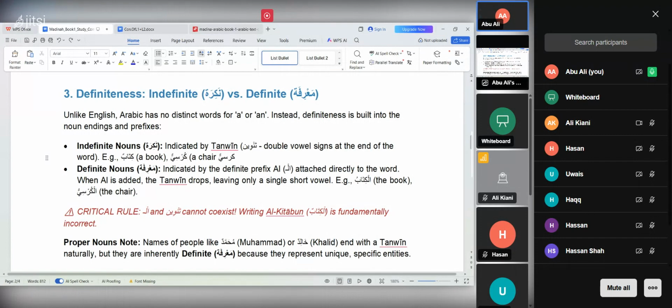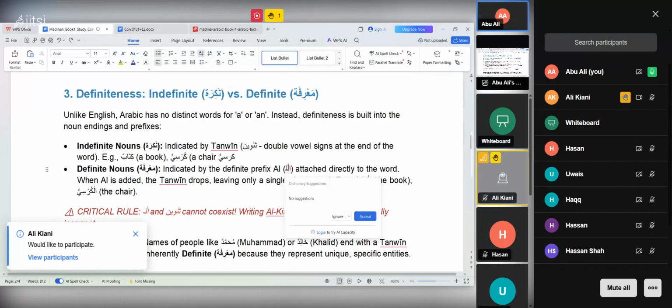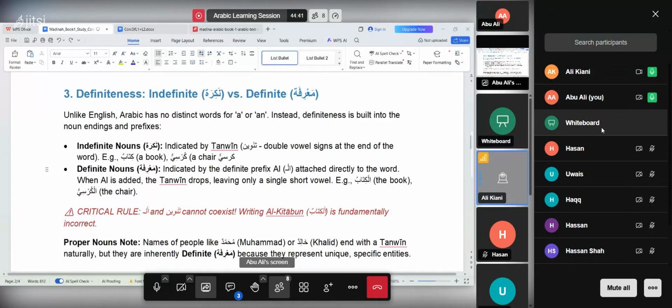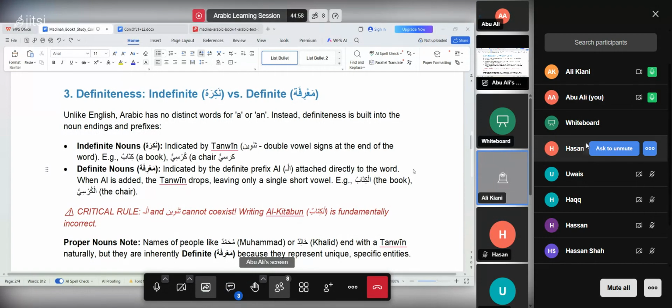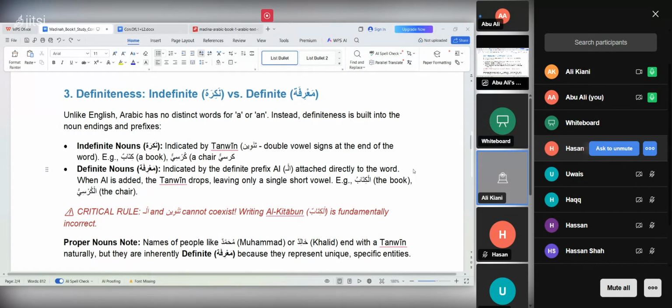Definite nouns, the most common form of a definite you'll see as we study is defining it by adding al. This al. It's called al. Yes, does anyone have a question? I have a question. Yeah, go ahead. So, say you're ending a sentence, would the word at the end always have the double vowel signs? Yes, but you won't pronounce it. What you will do is, there is an exception. If it ends with tanween al-fath, it will be replaced by an alif.